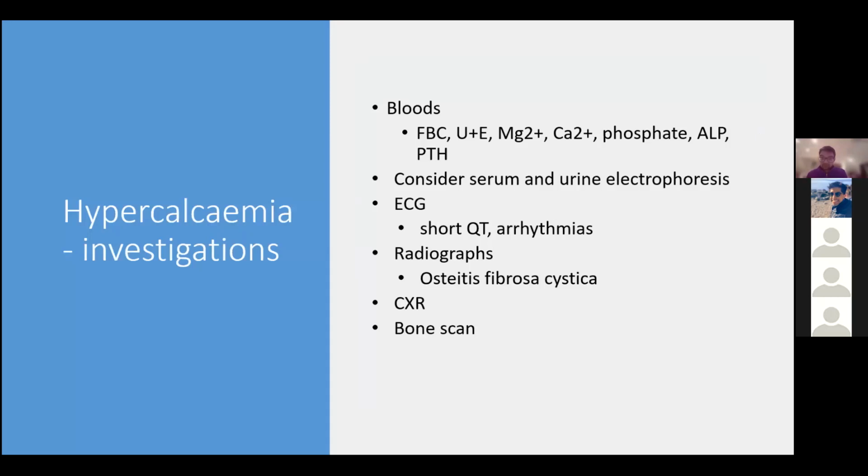You do a set of routine bloods. You may want to consider serum and urine electrophoresis, particularly if the patient is older and you may be concerned about myeloma. You want to do an ECG because they may have arrhythmias or a short QT. Short QT is the most common feature on ECG for a patient with hypercalcemia. You may want to do some x-rays of bones to see if they have any classical changes or signs of resorption. You may want to get a chest x-ray, again looking for any signs of malignancy. And you may want to do a bone scan, again looking for any signs of local bone disease.